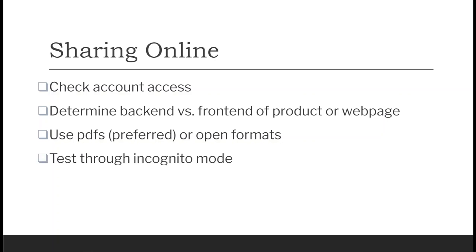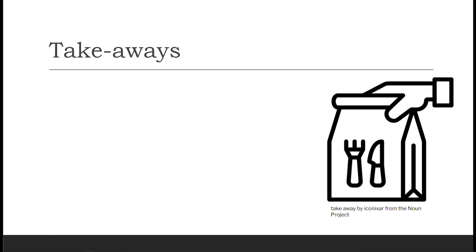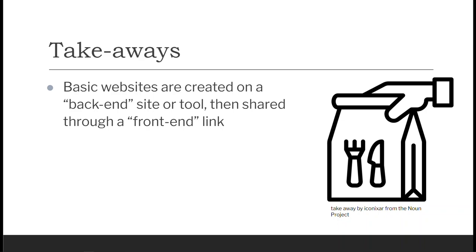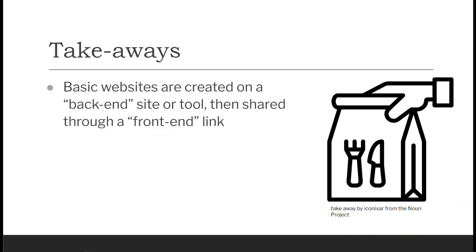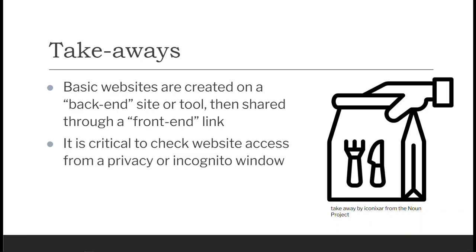And then we're testing through incognito or privacy mode. And it's always good to test with different devices as well, because you want to see what it looks like on a mobile device, a tablet. That helps make your website more robust and accessible. Key takeaways: back-end websites, they're created on a back end, and then we're going to share them on a front end link. And it's critical to check website access from a privacy or incognito window.